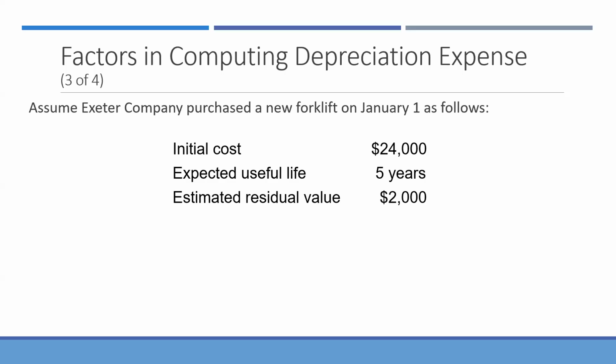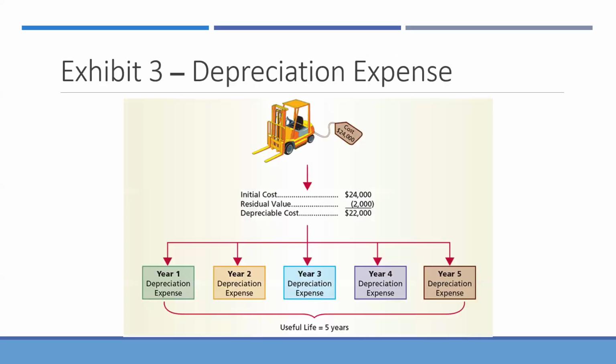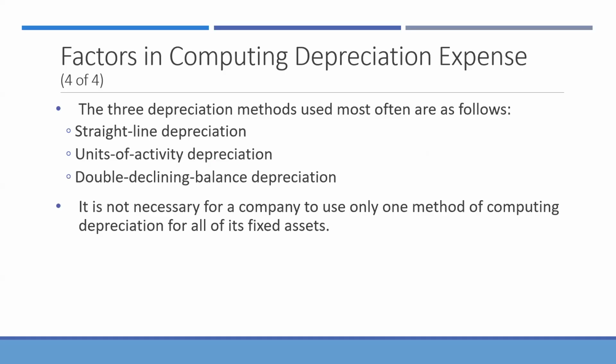So for example, this asset, $24,000 initial cost, 5-year expected life, residual value of $2,000. The depreciable cost would be $22,000. And we have to allocate that expense over 5 years. And we can do that using straight line, units of activity depreciation, or double declining balance depreciation.